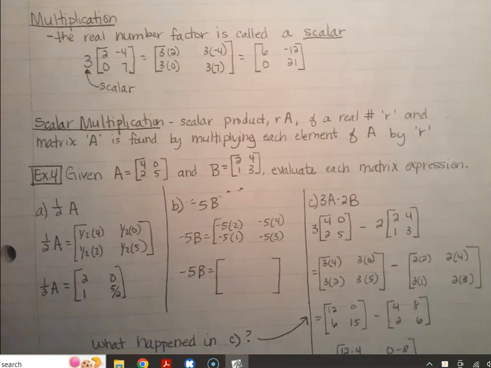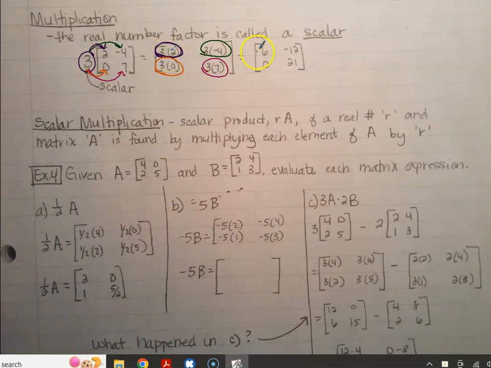Okay, so multiplication. The real number factor is called a scalar. So that's this number right here. And we're distributing the scalar to absolutely everything inside. So if we start with 3 times the matrix 2, negative 4, 0, 7, we distribute it and say, well, 3 times 2, that's where this number came from. And then 3 times negative 4, and we wrote that here. Then we have 3 times 0 in that same corresponding position, and 3 times 7, again in that same corresponding position. And then we solve it.